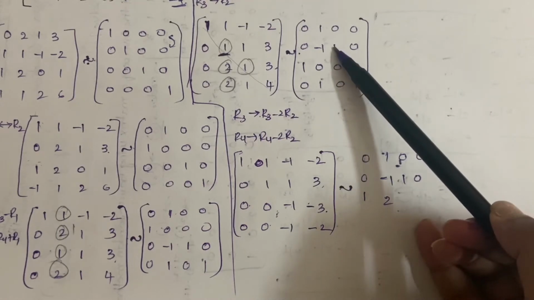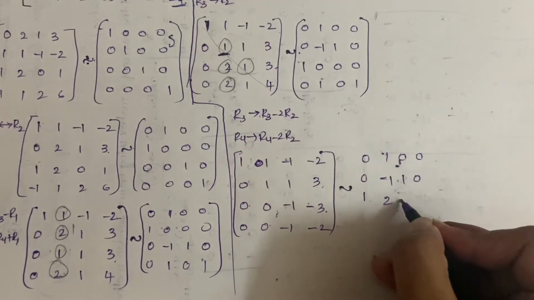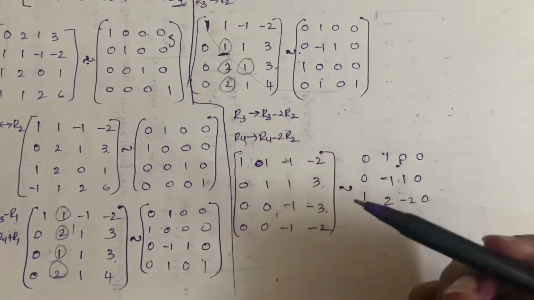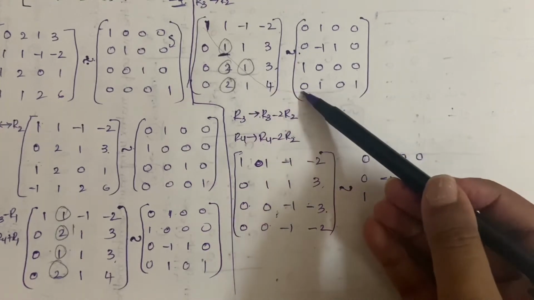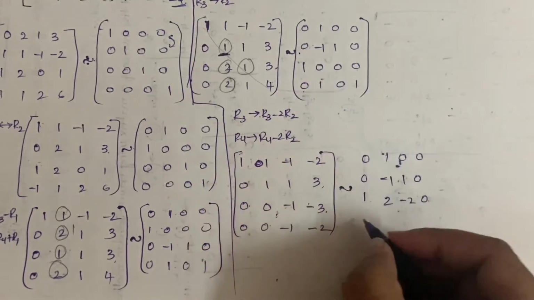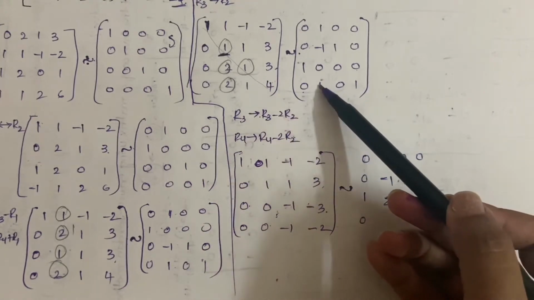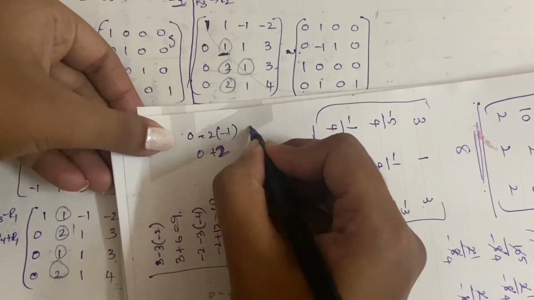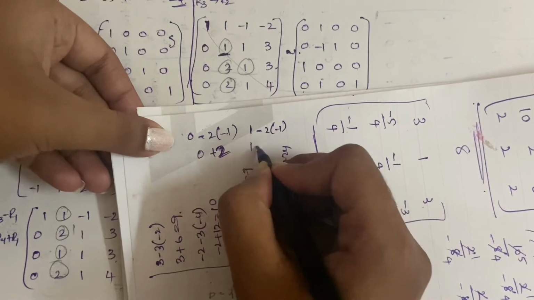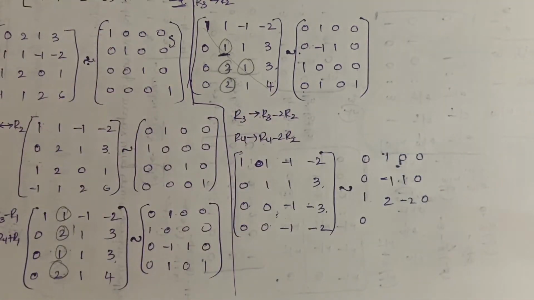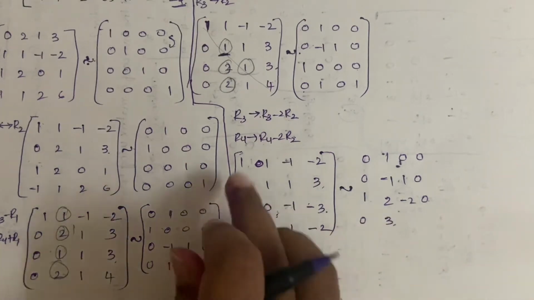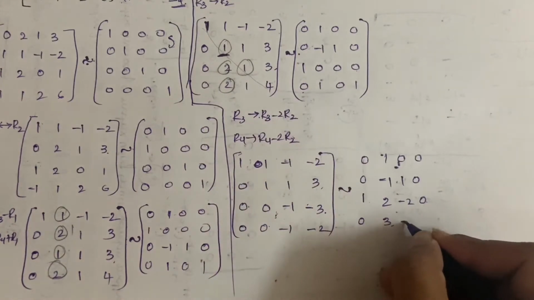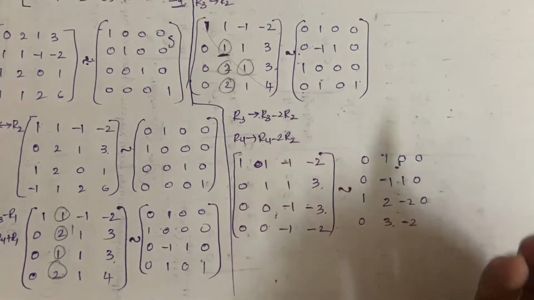Next, 0 minus 2 into 1, which is nothing but minus 2. Next, 0 minus 2 into 0 is 0 only. Done. Next, R4 minus 2 R2. R4 is 0, minus 2 R2 is 0 minus 0, again 0. Next, R4 is 1 minus 2 into minus 1, 1 plus 2, which is 3. Okay, 3 is correct. Next, 0 minus 2 into 1, which is minus 2 again. Next, 1 minus 2 into 0 is 1 only.